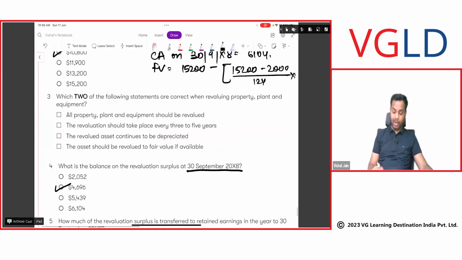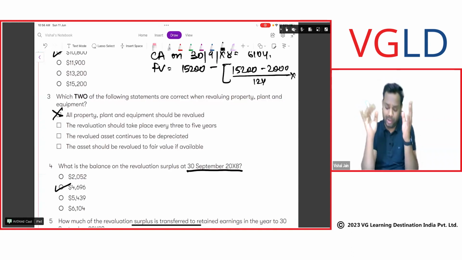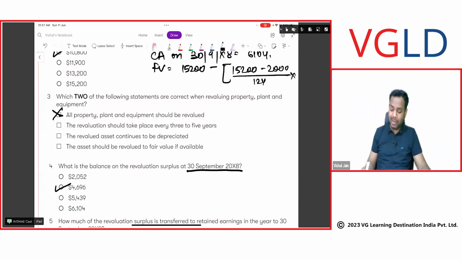Now, third point: which two of the following statements are correct when revaluing property, plant and equipment? All property, plant and equipment should be revalued, correct or wrong? Wrong. Why? Because we revalue a class of assets, not the whole of the assets. Now, the revaluation should take place every 3 to 5 years, correct or wrong?